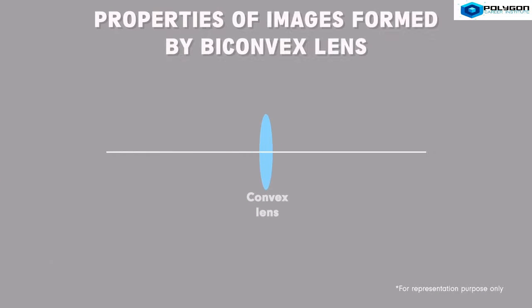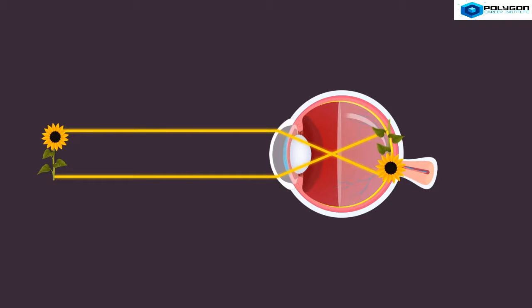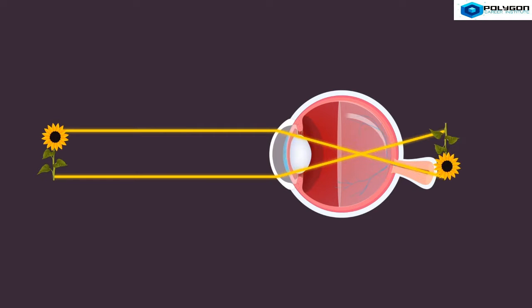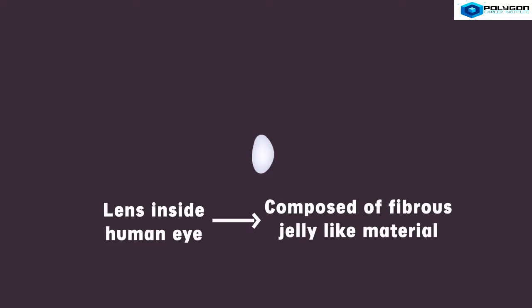We have studied the properties of images formed by biconvex lens in the past. We know that for different positions of an object, the image is formed at different locations. But this does not happen inside the normal eye. The lens inside the eye always forms the image on the retina only, not in front or behind the retina. Why is that? This is because the size and the shape of this lens are not fixed. This is a flexible lens composed of fibrous jelly-like material. Therefore, the lens can temporarily change its shape up to a certain extent.